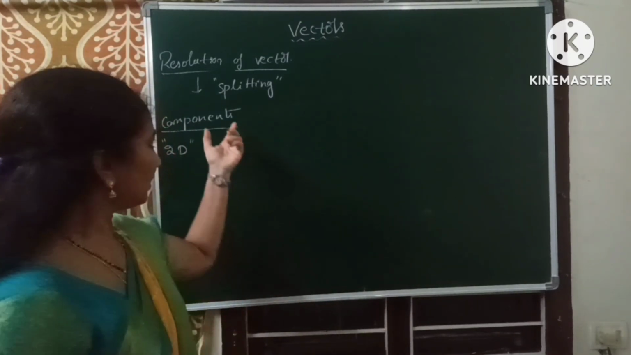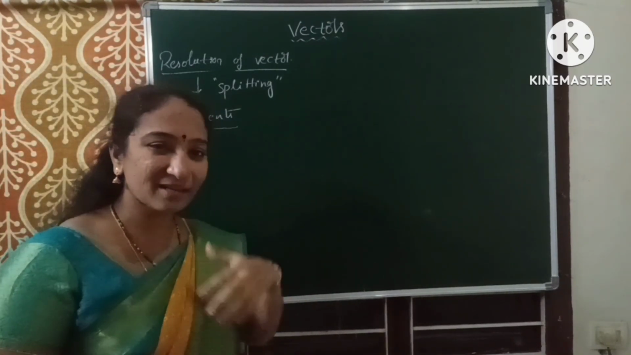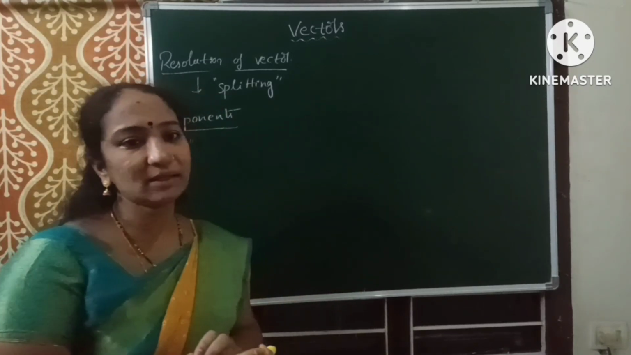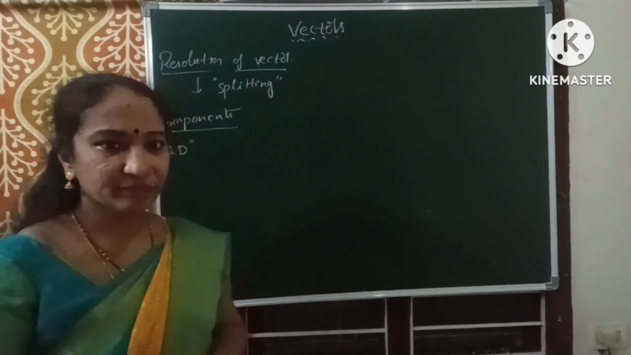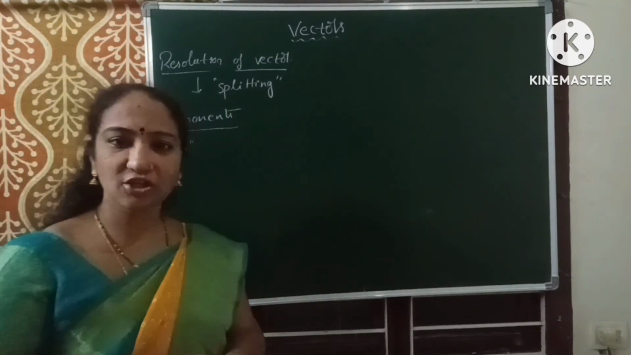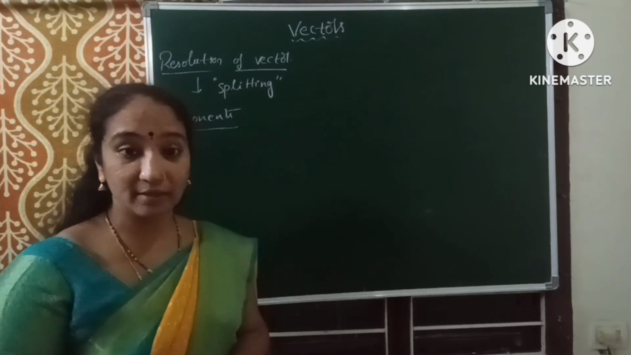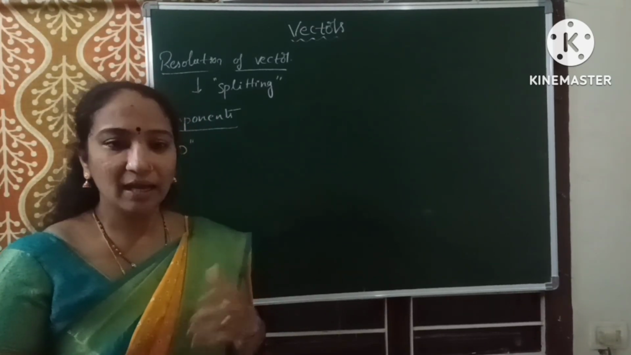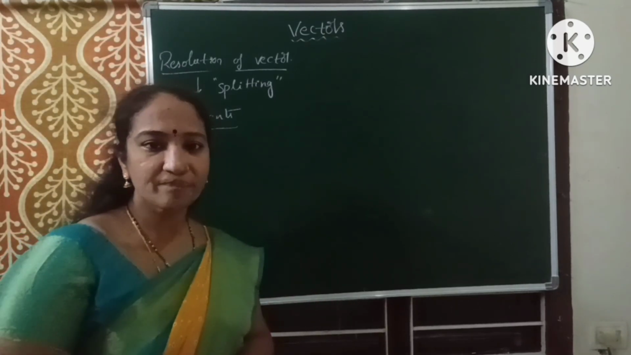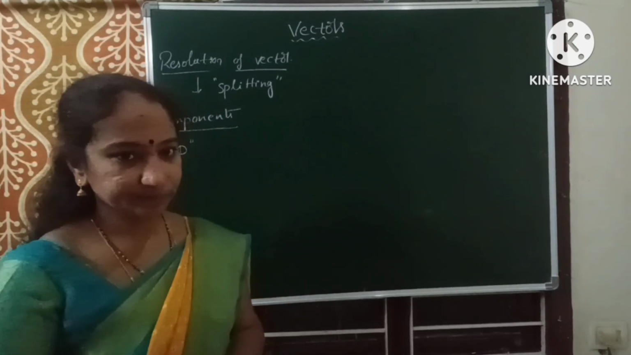Right? So to understand the resolution of vectors, first remember the orthogonal unit vectors along x, y, z. Along the x direction the unit vector is i cap, along the y direction it is j cap, along the z direction it is k cap, and i cap, j cap are orthogonal unit vectors.